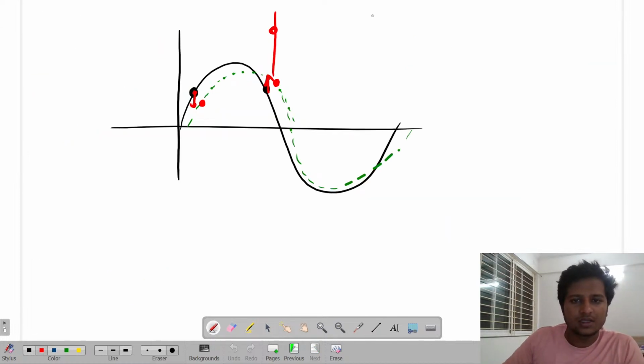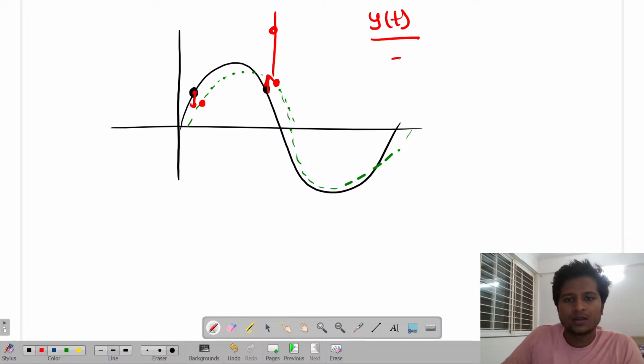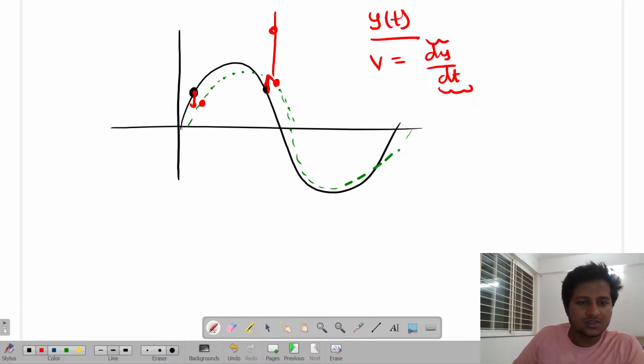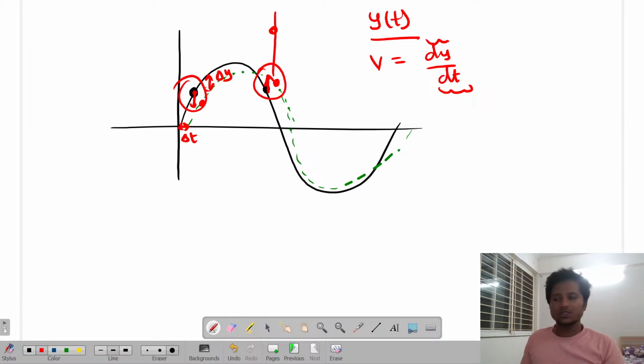See, this is the y-t equation, the displacement equation. I differentiate it to get the velocity, dy by dt. But what is this? This is just a little bit of change in time and a little bit of change in position. And that's what we are doing. We are making a little change in time and a little change in position to understand where this velocity is present. That's all.